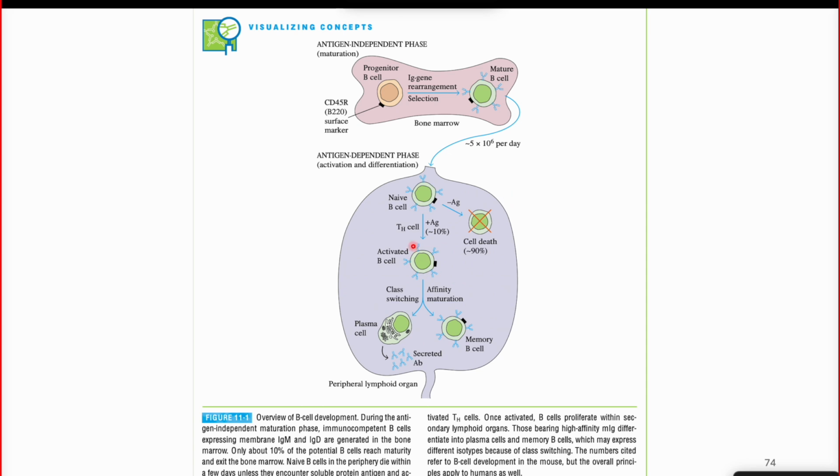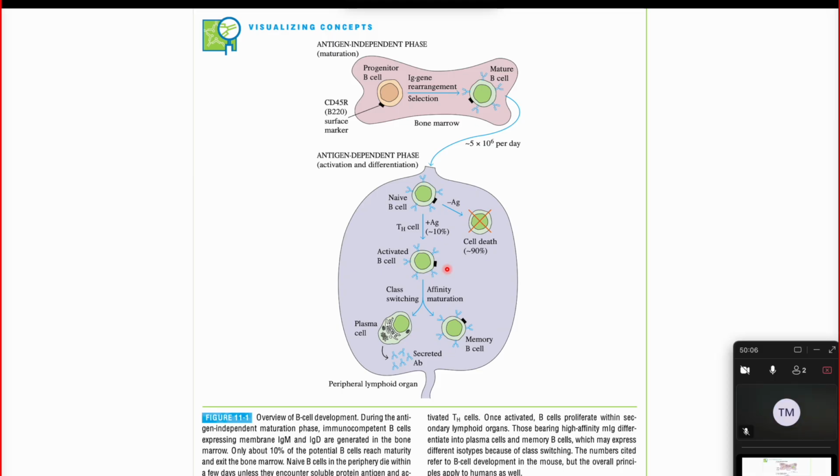Once activated, B cells proliferate within secondary lymphoid organs. Those bearing high affinity immunoglobulins differentiate into plasma cells and memory B cells, which may express different isotypes because of class switching. The numbers cited refer to B cell development in the mouse, but the overall principle applies to humans as well.